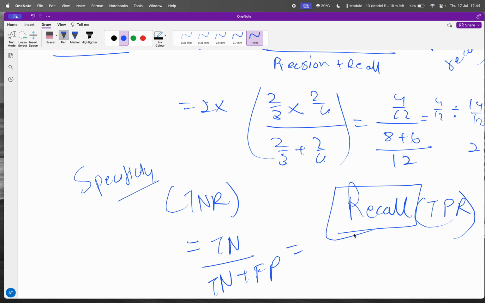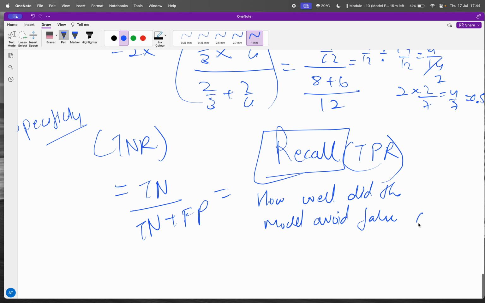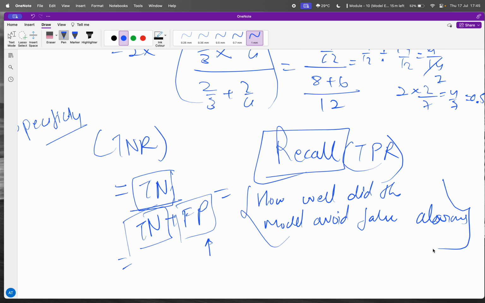See, what we are talking about is how well the model avoided false alarms. Those were negative and it classified them as negative only. For example, true negative means those were not positive and it classified them as not positive. But in the denominator, true negative plus false positive means those were negative and it marked some as positive. That's why we are talking about specificity: how it is working on the negative things, the false alarms.